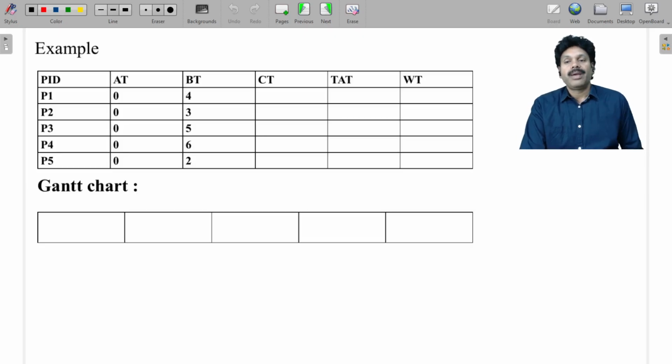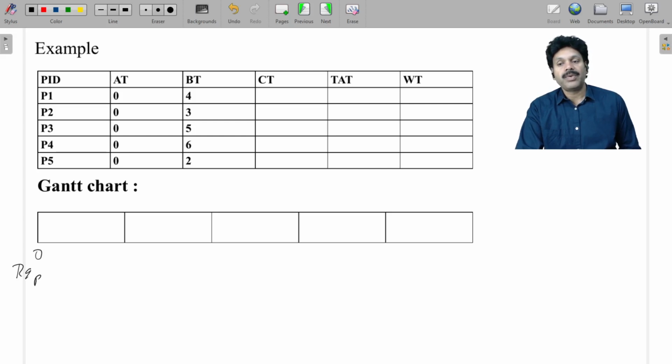So let us say there are 5 processes, P1, P2, P3, P4, P5, and their arrival times are also 0. What does that mean? All have arrived at time 0, and all 5 processes have appeared in the ready queue. Then what is the rule I said? Whenever arrival times of the processes are the same, you take the process with the lowest process ID. And we are talking about the FCFS algorithm, first come, first serve.